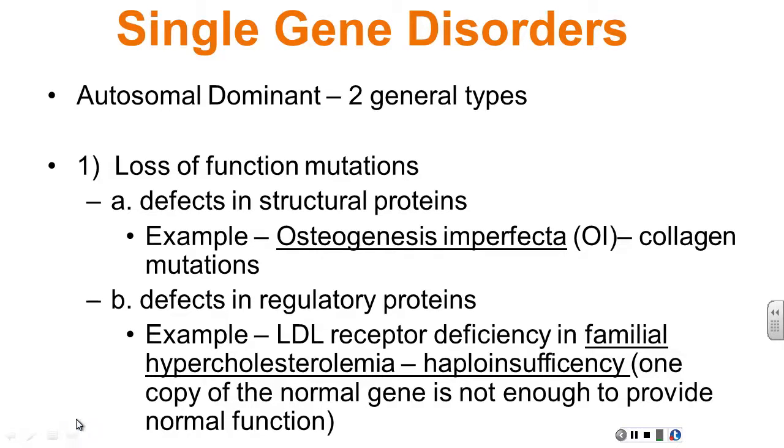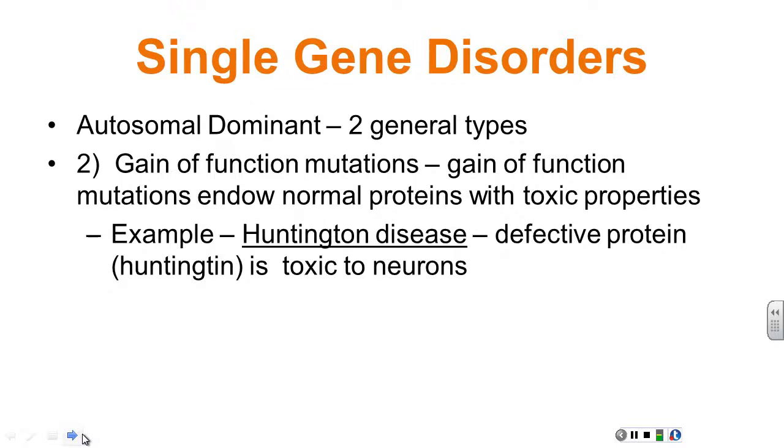This is a very good thing to contrast with our autosomal recessive diseases, because in those diseases you have haplosufficiency, where one normal copy is enough to do the job. We'll talk about those a little bit later. So we have our loss of function mutations, and then we can also have our gain of function mutations.